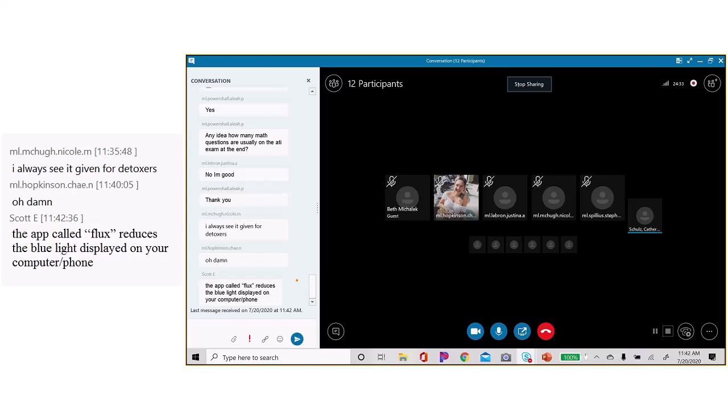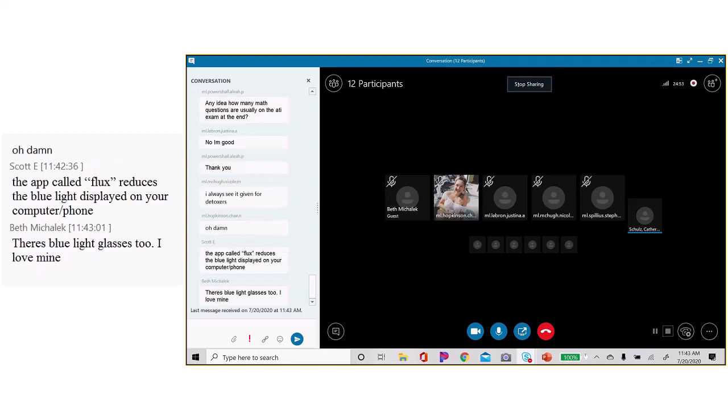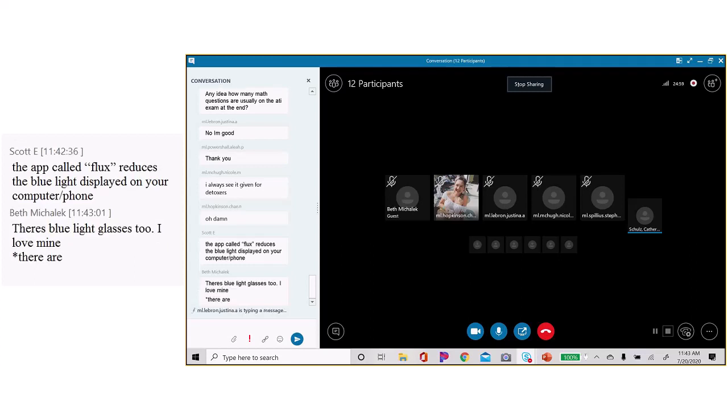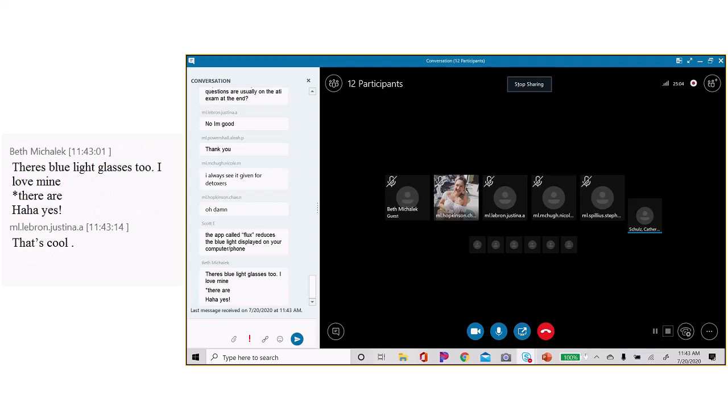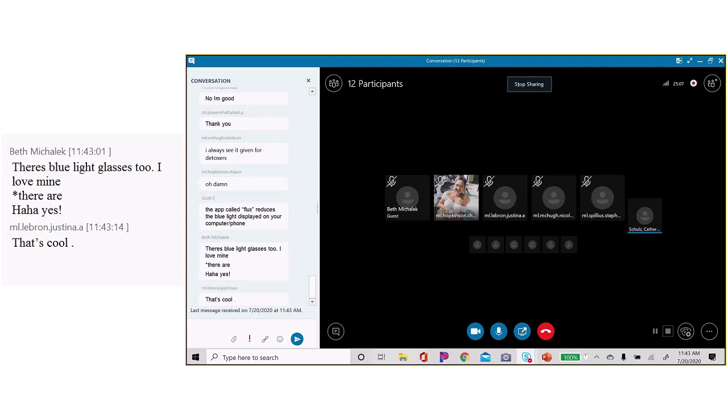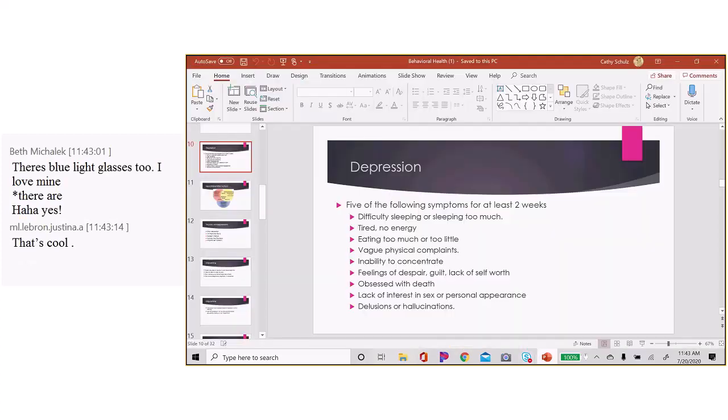Yep, it's called Flux. Oh, that's interesting, Scott. I have never heard of that. It reduces the blue light displayed on your computer or phone. That would be very helpful because the brightness really does mess with your circadian rhythm. Your brain interprets that as it being still daytime. Oh, blue light glasses. Are they cute? That's cool. Yeah, because I noticed that, and I try not to look at my phone before I lay down. It's hard sometimes because you're just drawn to it, but that can really affect your ability to fall asleep.